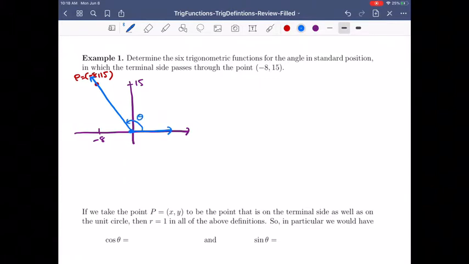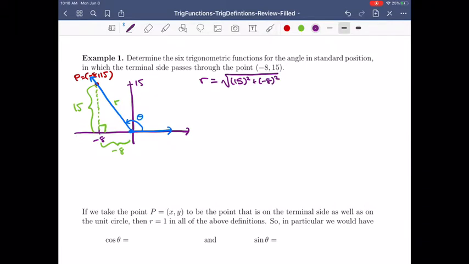Here we're going to be using a reference angle because it's an obtuse angle. This side is 15, this side is -8, and then we need to find what r is. This is a right triangle, so I first want to find r. r is going to be the square root of 15 squared plus -8 squared, which happens to be 17 if you compute that.